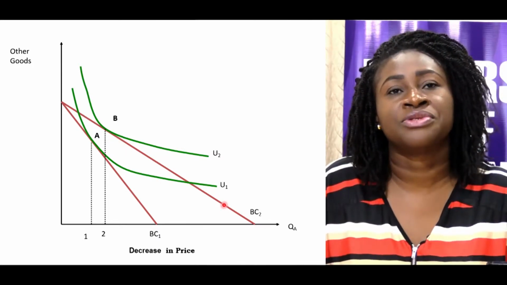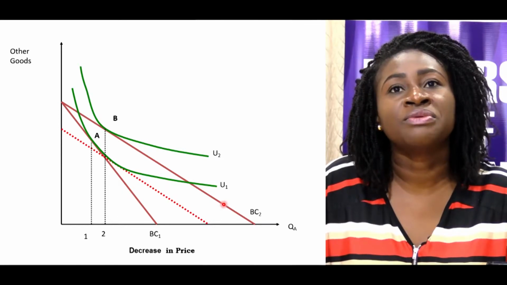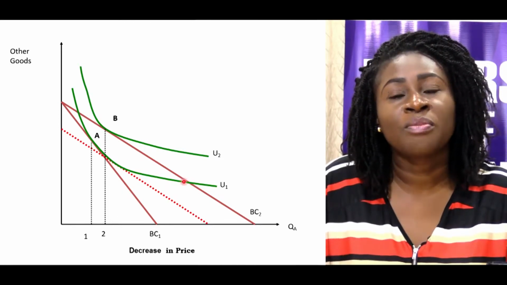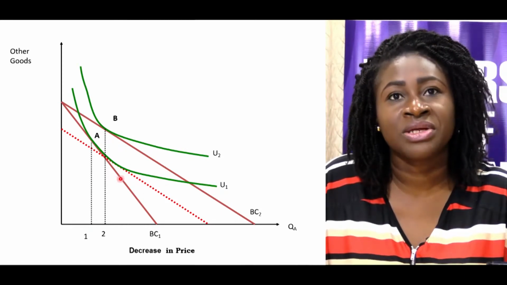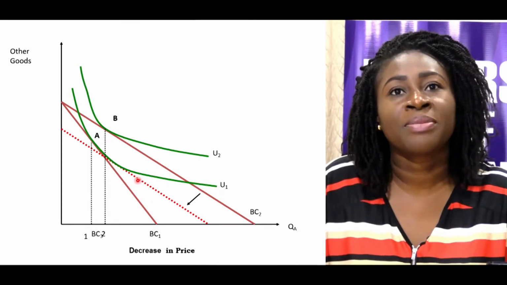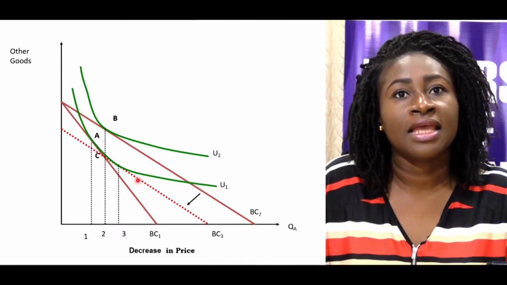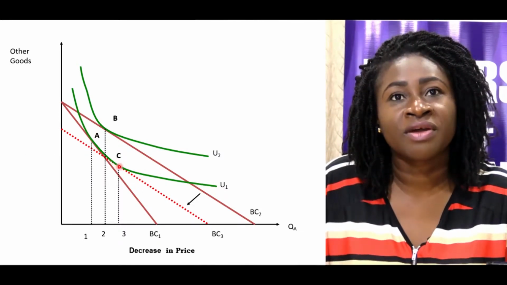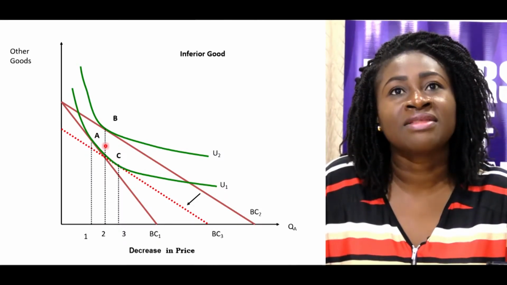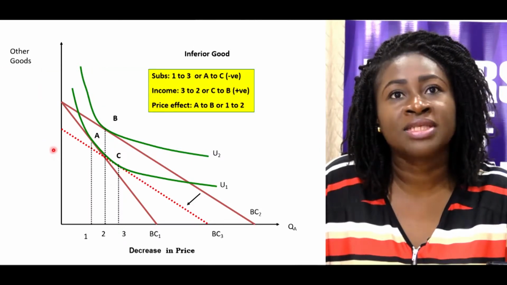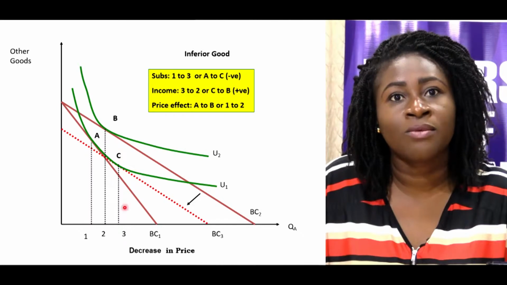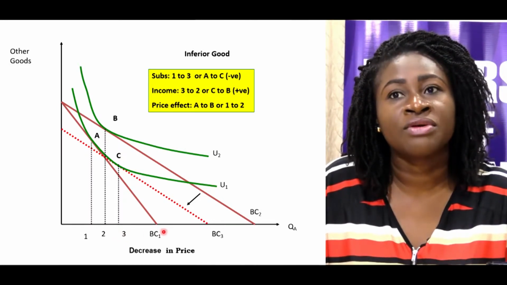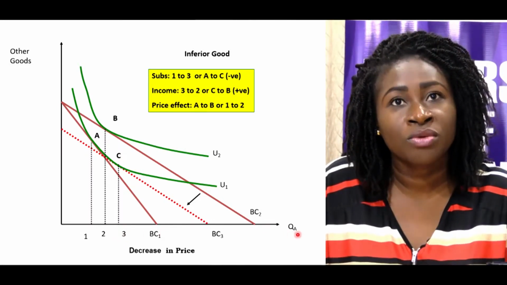Let's look at substitution. With substitution, we are using the slope of what? The new budget line, which is the relative price ratios. The consumer picks point C, right, as a point of equilibrium. So we can tell that a movement from point A to point C is a substitution effect, right? 1 to 3, the consumer increases consumption of good QA.